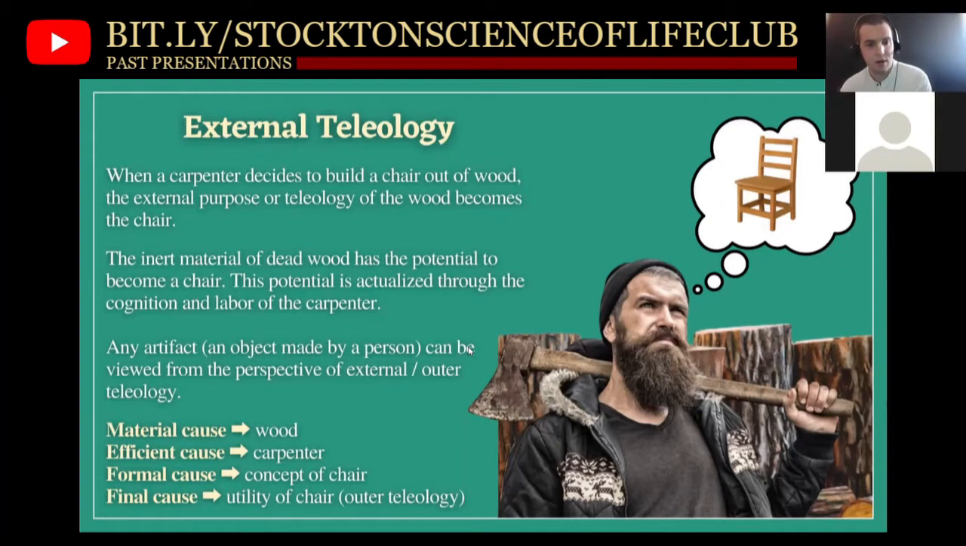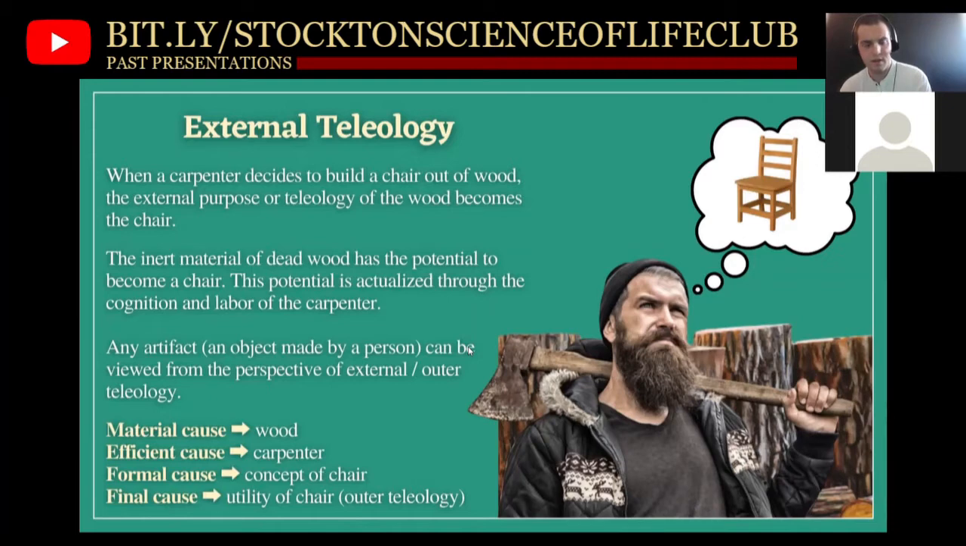The formal cause, meaning the form. What is the form of the chair? How is that coming? The wood turns into the chair, but where did that form come from before it manifested externally as a chair? So that's the concept of the chair, the idea of the carpenter. And then finally, the final cause, which is what teleology refers to. Teleology refers to the final cause. And specifically, this is external cause, external teleology.